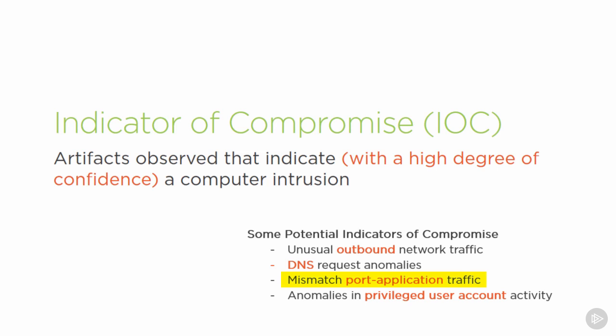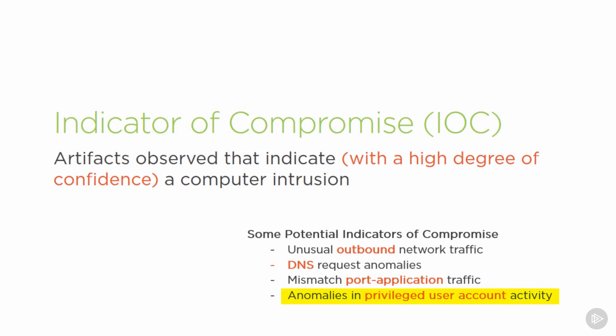Also, mismatching of port and application traffic. So each application typically will operate over a port. As an example, DNS is port 53, the remote desktop protocol, port 3389, and so on and so forth. So if we see a mismatch of that port application traffic, again, that could be an IOC or an indicator of compromise.